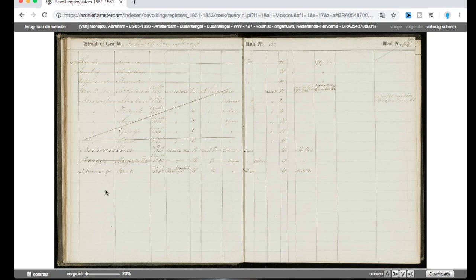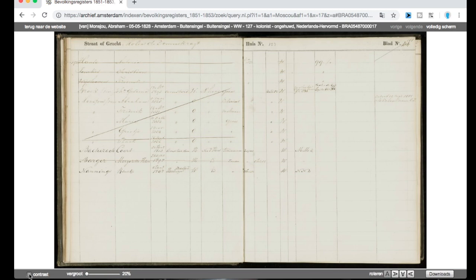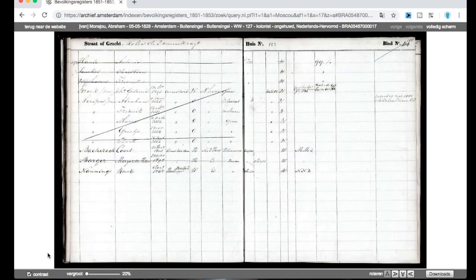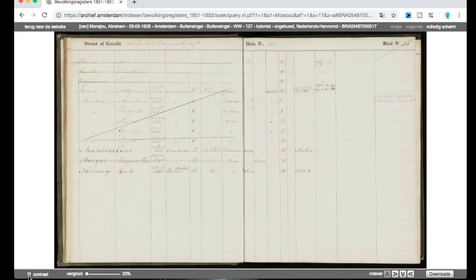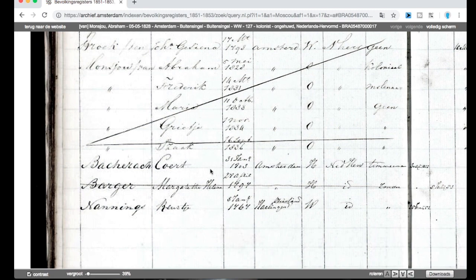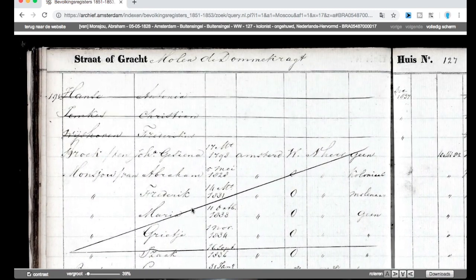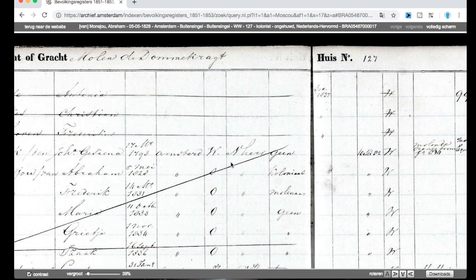Down here we have contrast, which when you click that, you can see it makes contrast, so a little bit easier to read the words. If you're having trouble, try contrast, and it makes it a lot easier to actually read. And here we can see all of the information. This is basically a census-like record, and the population registers are really cool because, different than many of the censuses, such as in the US or in the UK, this actually gives information on what happened to the people, if they died, if they moved.